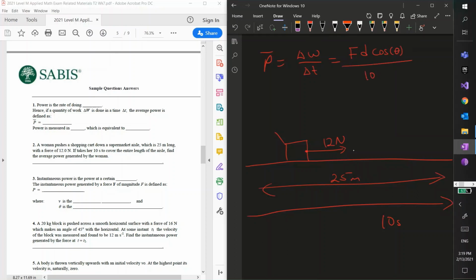Cool. Now, what's the force? The force is 12 newtons. What's the distance? The distance is 25. And what's cosine theta? Well, the force is parallel to the direction, so the angle between them is 0. Cosine 0 is equivalent to 1, so that goes away. So all you have is 12 times 25 over 10, which is, let's divide by 5. This becomes a 2. This becomes a 6, so 30 watts.